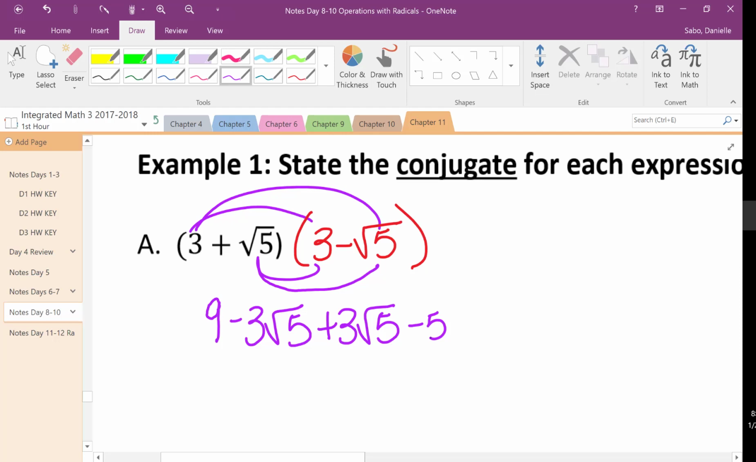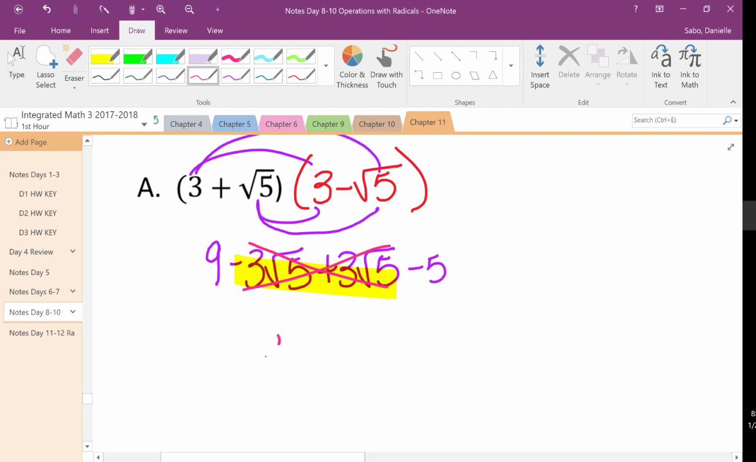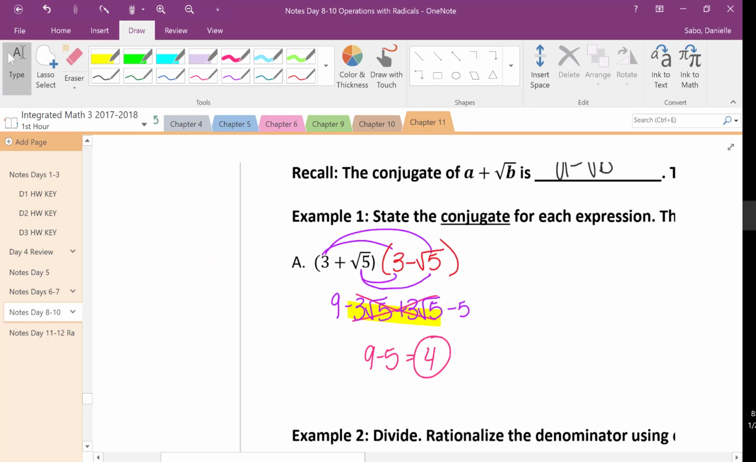All right, now if you notice something happens in the middle here, what? They cancel, okay? So when you multiply by the conjugate, the middles will cancel. That was kind of what I was looking for when I was asking you that question. It's okay if you didn't know right away. So now we just have 9 minus 5, which is? Beautiful. Okay, try the next one.